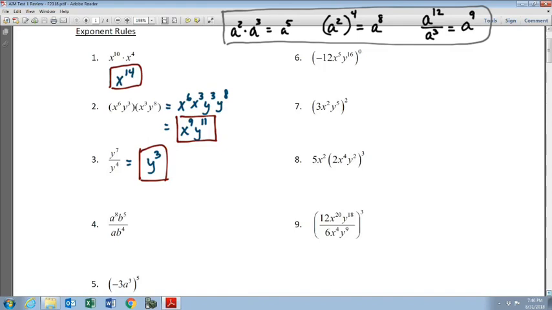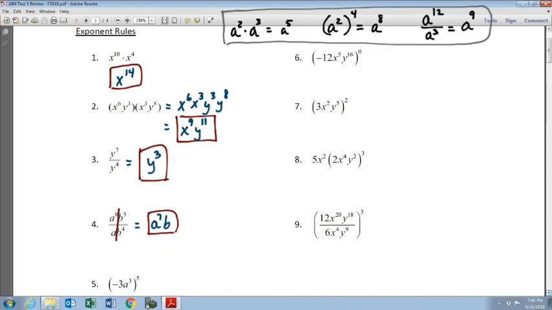Now if you look at number 4, I always look at this as being like two problems in one. So notice we have our a's and we have our b's as bases. So a to the 8th over a to the 1st, 8 minus 1, we're going to get a to the 7th. Remember, anytime you have a base with no exponent written, it's understood to be 1. And of course 5 minus 4, we're going to get b to the 1st, or we just write b.